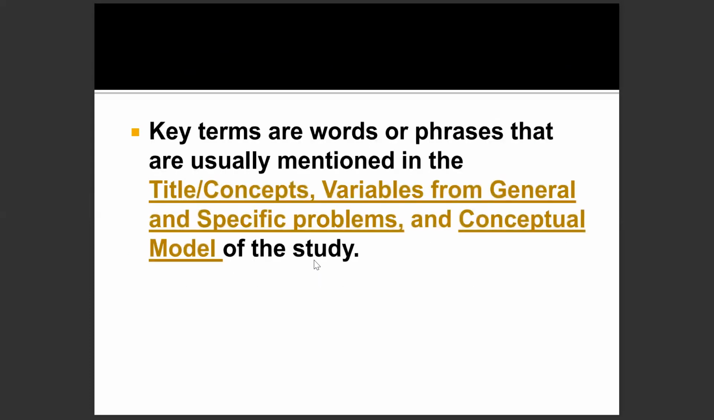So usually what we define are the key terms or words or phrases that are usually mentioned in the following. Of course, the title part, the concepts in our title part, the variables from general and specific problems, that means from our statement of the problem, and the conceptual model of the study. The concepts in our title must be defined clearly, both conceptually and also operationally. And also from our statement of the problem, specific objectives, the dependent variables must be defined also conceptually and operationally.